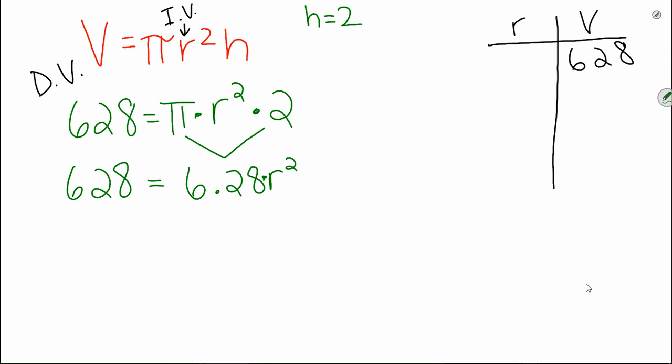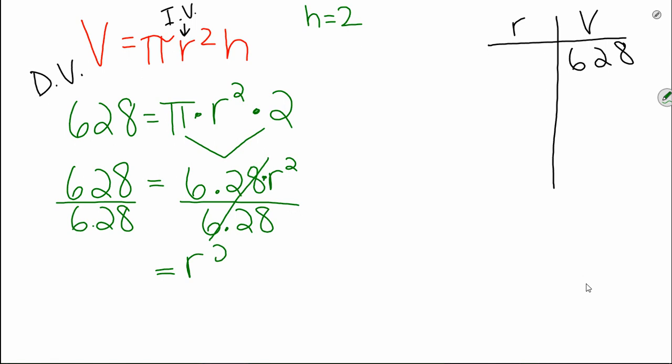So now it goes back to solving equations. So using the inverse operation, we need to divide each side by 6.28 to get r squared by itself. So 6.28 divided by 6.28 is just 1. So we are left with r squared. And then 628 divided by 6.28 is 100.